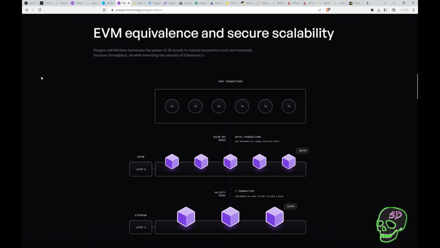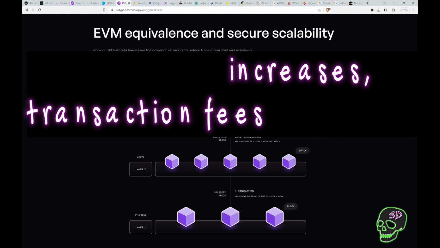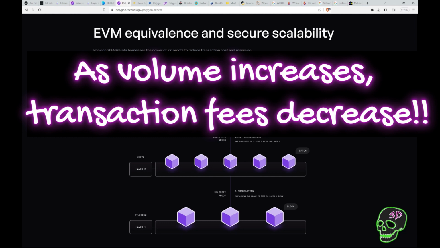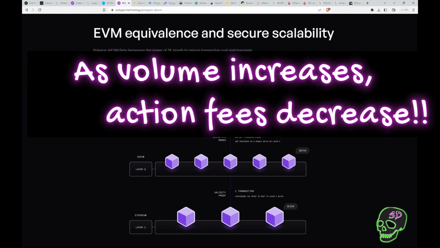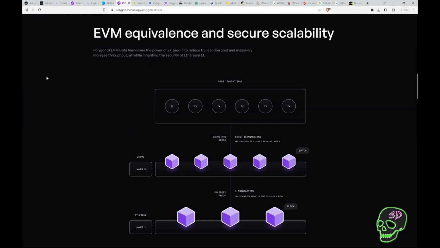Multiple transactions are bundled off-chain into a single transaction. That single transaction is sent to Ethereum's main chain for validation to be written to the blockchain. By batching the transactions, you allow users to pay only a portion of the fees. The more transactions to be batched, the cheaper the fees. In essence, as volume increases, the transaction fees decrease. The transactions utilize zero-knowledge proofs, enhancing privacy and security.